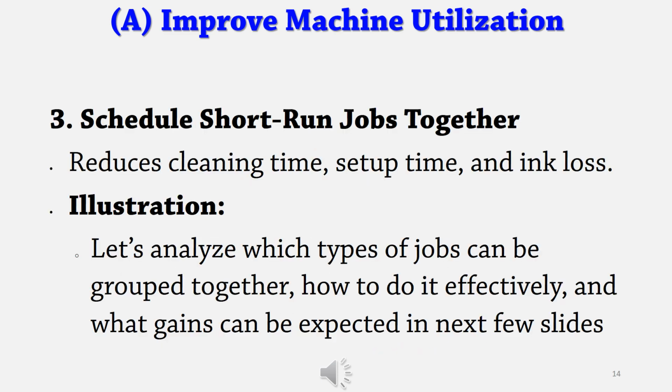One of the most effective ways to improve machine utilization is to schedule short run jobs together. It reduces cleaning time, setup time, and ink losses. Let's discuss an illustration. Let's analyze which types of jobs can be grouped together, how to do it effectively, and what gains can be expected in the next few slides.